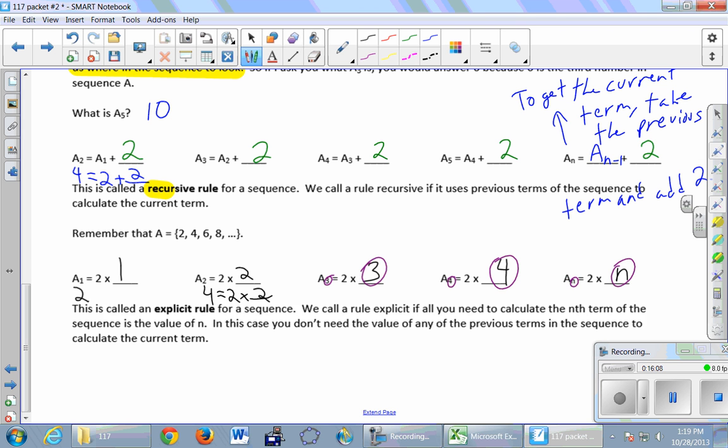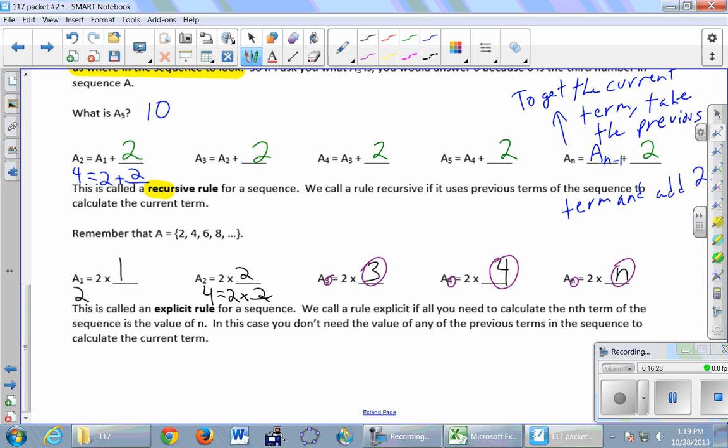Okay, it's the same list of numbers, but this is a very different way to describe the rule. The previous rule says, if you want to get the next number, you have to add 2 to the number that you were just on. But this one doesn't say anything about the number you were just on. It says just take 2 and multiply it by n, whatever n is.